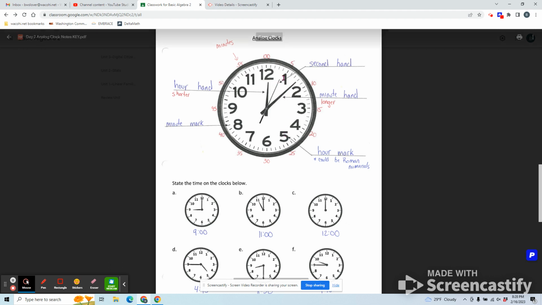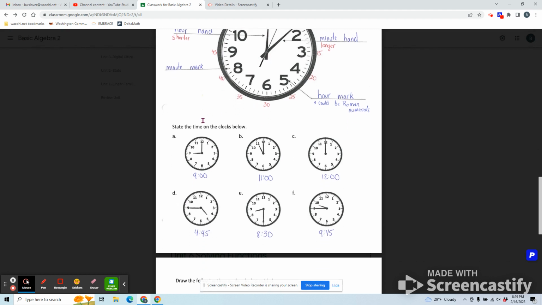These are the hour marks, 1, 2, 3, 4, all the way up to 12. They could be in Roman numerals. These little tick marks are the minute marks. So there are 60 of them all the way around. So anytime you go to the hour mark, that's 5-minute intervals. So 5, 10, 15, 20. I'm just adding 5 minutes each time, all the way around the clock. And then the hour hand is the shorter hand.